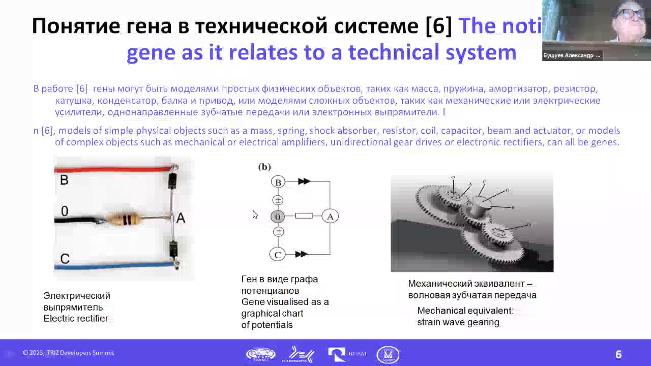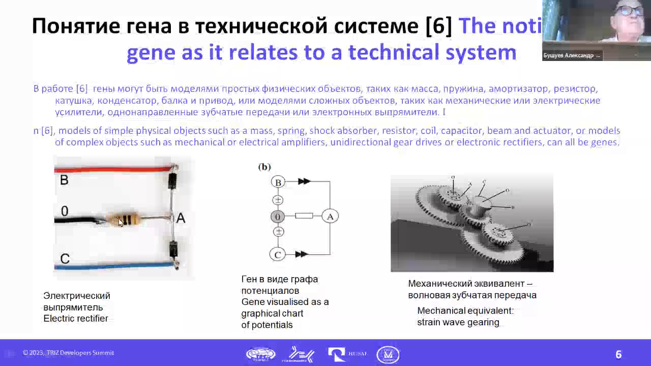So this is an example of an electric rectifier to the left here. This is the diagram, the scheme of such a device, and then there is this gene as a graph, as a diagram of this elementary unit for sending this information. So there is this graph which corresponds to the source.